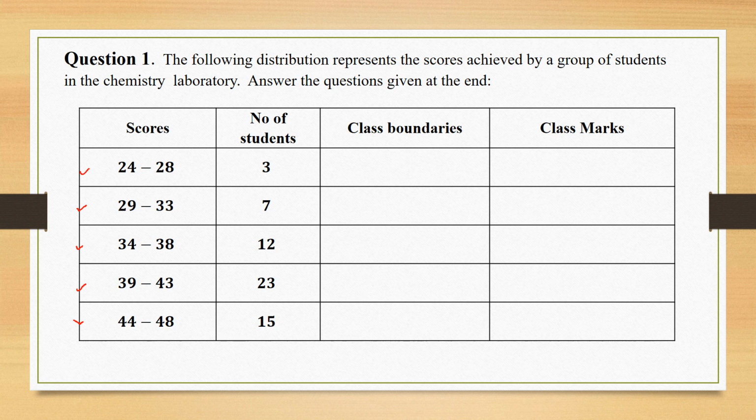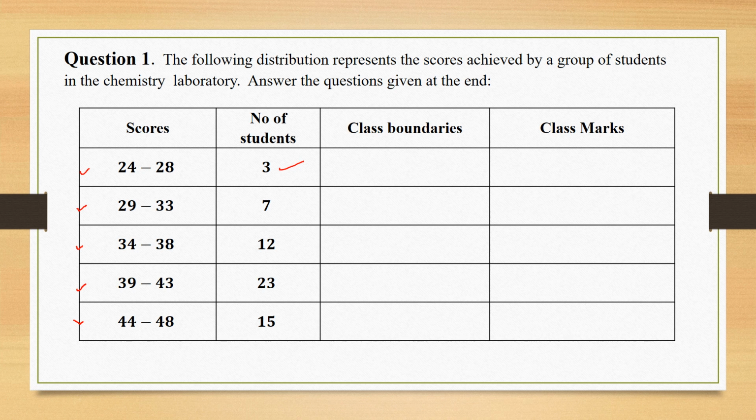Okay, so my dear student, we have 5 groups, or 5 classes. The first group is 24 to 28, and the frequency of this group is 3. It means that from 24 marks to 28 marks we have 3 students, and from 29 to 33 we have 7 students, and similarly we have 12 students between 34 and 38.